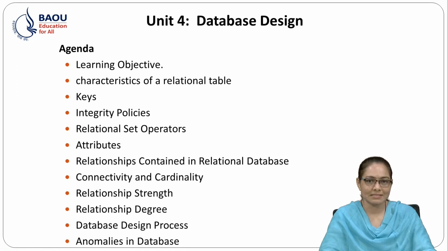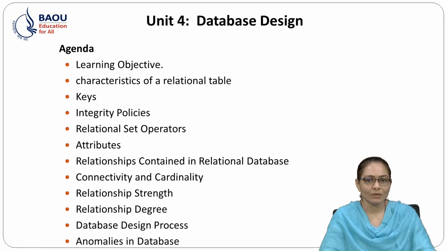From this agenda, we have already covered some topics in Unit 3 like attributes and its types such as simple and composite attributes, single value and multi-value attributes, null and not null, and derived attributes. We have also covered relationships contained in a relational database like one-to-one, one-to-many, many-to-one, and many-to-many in Unit 3. We also covered the relationship degree like unary, binary, and ternary relationship. These topics are covered in Block 1, Part 2 of Unit 3.